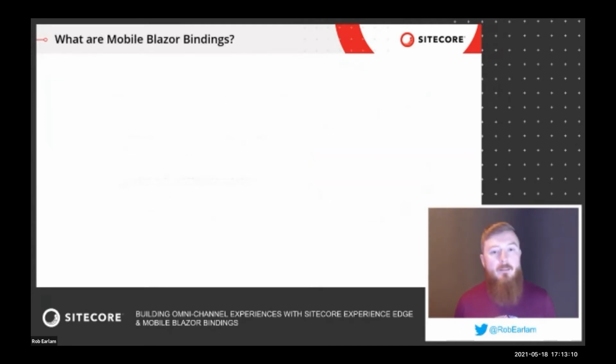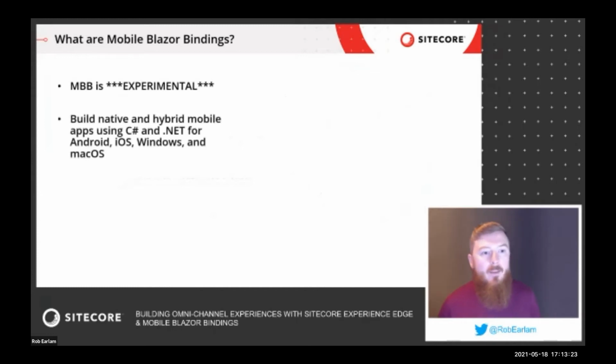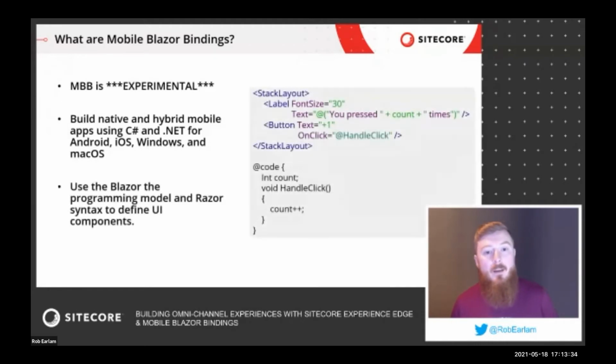And mobile Blazor bindings are a way to combine the two of these. I will say first that Microsoft still class this as experimental technology. So they're not recommending you run this in production yet, but it's interesting to see where they're taking these two technologies together. It basically gives you a way to build native and hybrid mobile apps using C# and .NET for Android, iOS, Windows, and Mac. And it lets you leverage this Blazor Razor programming model inside your Xamarin application.